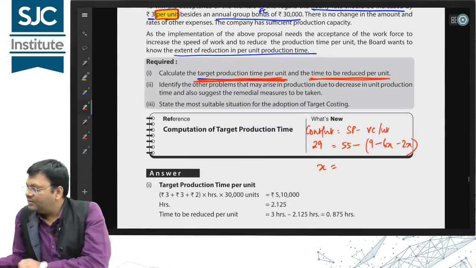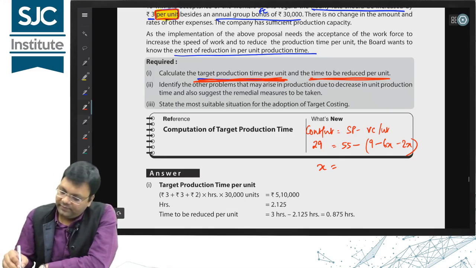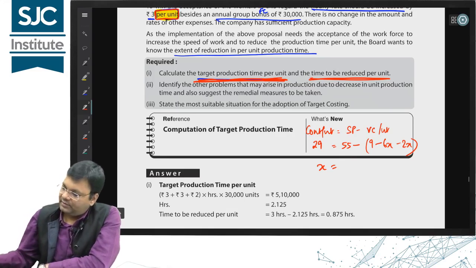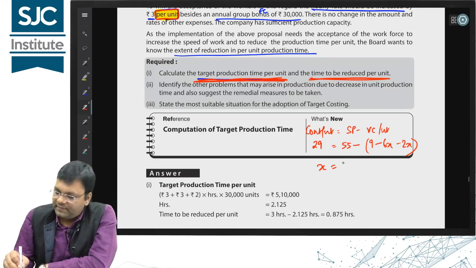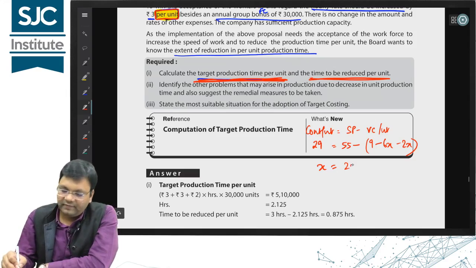Yes, can you tell me the answer of x? 55 minus 9 minus 29 divided by 8, 17 by 8 is equal to 2.125.